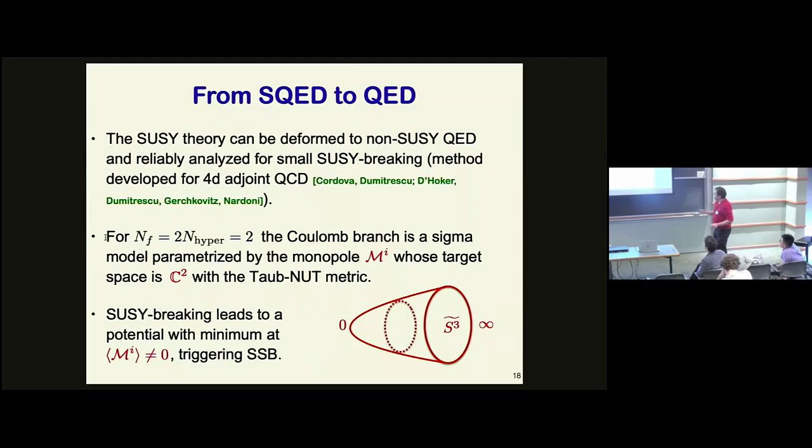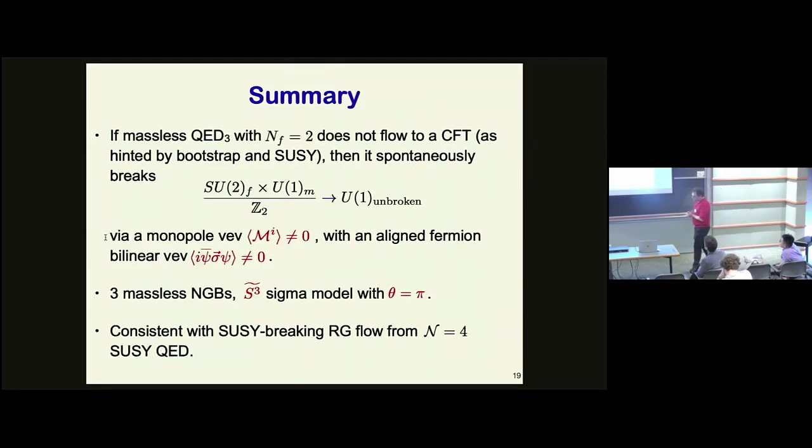All right, let me wrap up. So the short version of what I told you is that if massless QED with a minimal number of flavors is not a CFT, as seems to be indicated by both bootstrap and supersymmetry, then it should spontaneously break its flavor symmetry in the following pattern. This U(2) is broken to U(1), leading to a squashed 3-sphere with 3 Nambu-Goldstone bosons and this interesting theta term that was required for anomaly matching. And the driver of the symmetry breaking was the monopole. And then the usual fermion bilinear order parameter was a spectator. It was just simply aligning itself with whatever VEV the monopole picked.